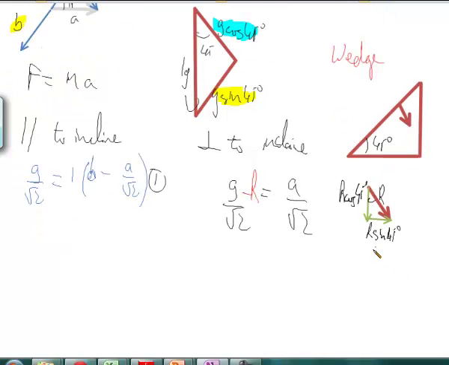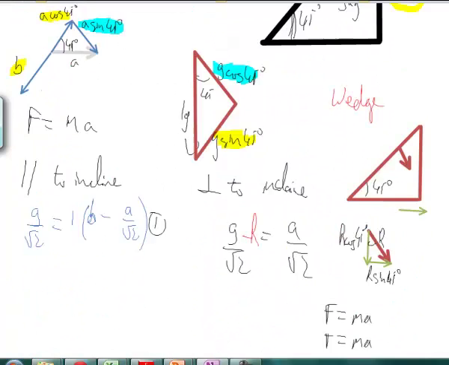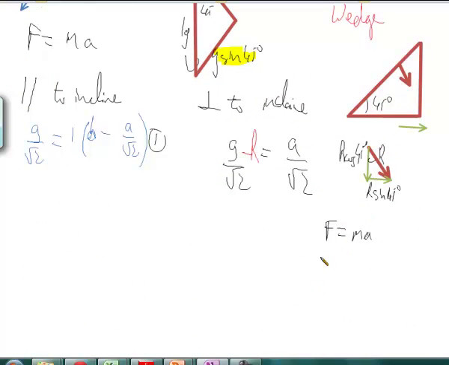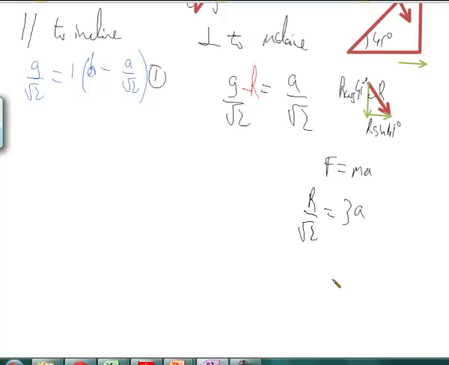So for this one, the acceleration for the wedge is just a across. For the third equation we know force is mass times acceleration. The mass of the wedge is 3 kilograms. The force is R over root 2. R sine 45 is equal to 3 times acceleration, which is a. Force is mass times acceleration. Divide both sides by 3 and we get a is equal to R over 3 root 2.